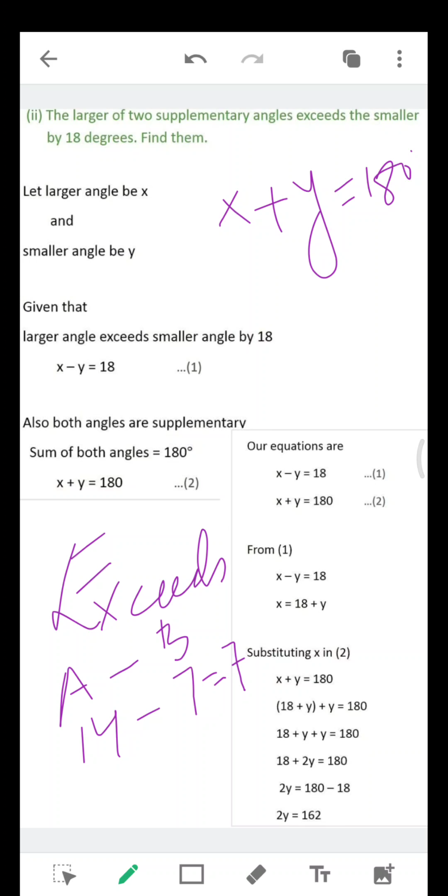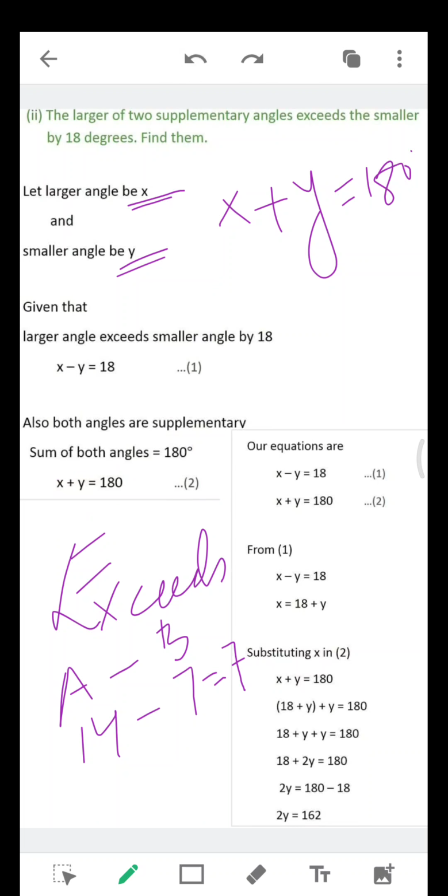So I'll let the larger angle be x and smaller angle be y. Now it is given that they exceed by 18. Larger exceeds the smaller by 18. So x minus y, I am using this concept. x minus y is equal to 18. Now sum of the angles will be equal to 180 because they are supplementary angles. Yes, sum of the supplementary angles is 180. So we have got two equations.